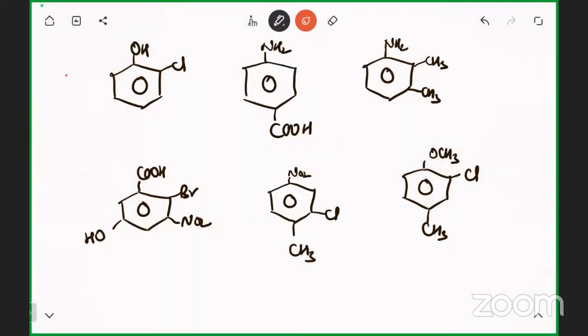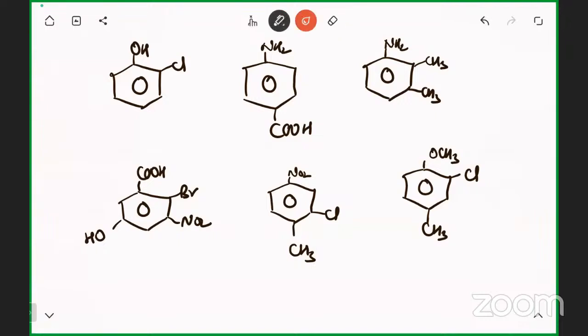Let's start. First one. Sir, I have a doubt. If we give priority to the functional group, do we need to write it at the last? The main functional group, the one having the highest priority, will be written last. Okay, sir. Yeah.